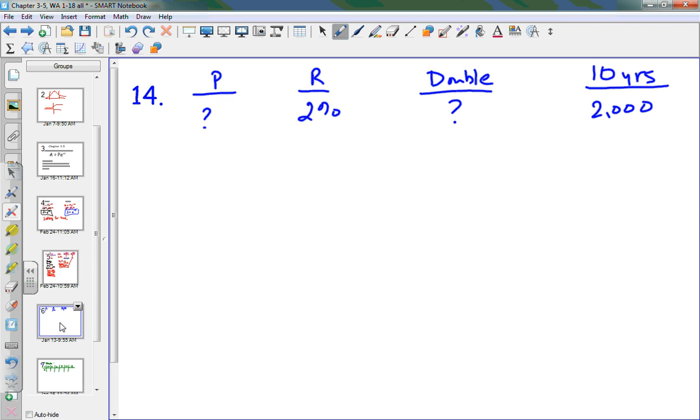Okay, so 14. Same thing here. Still got to fill out the chart. P is what? We don't know. R is 2%. Why did I make that sound? Crappy. Because it's miserable. We don't want that.